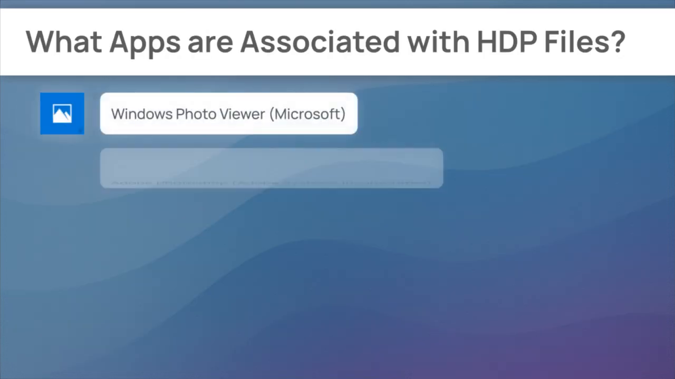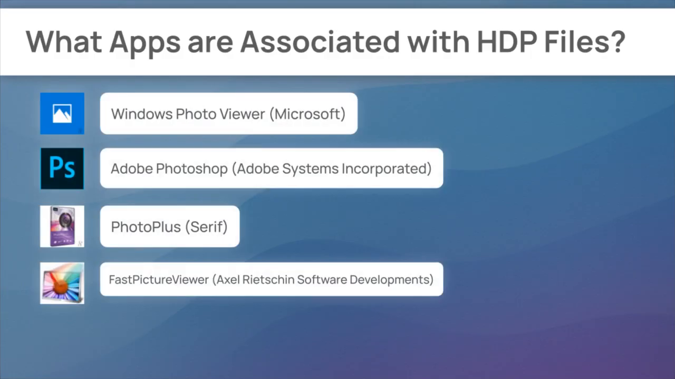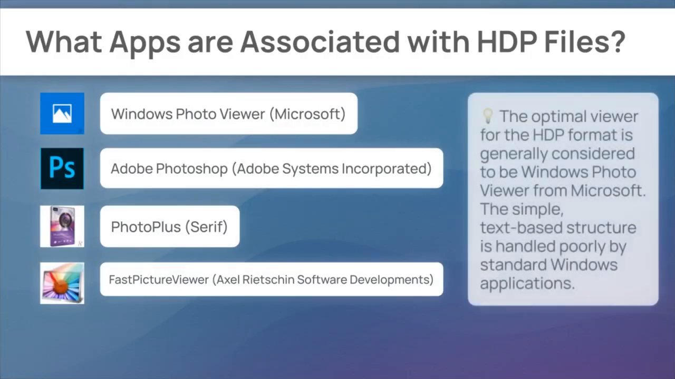The initial software setup links the HDP file directly to Windows Photo Viewer by Microsoft. The simple text-based structure is handled poorly by standard Windows applications. Windows can render many raster types, but serious adjustments rely on professional graphics programs.